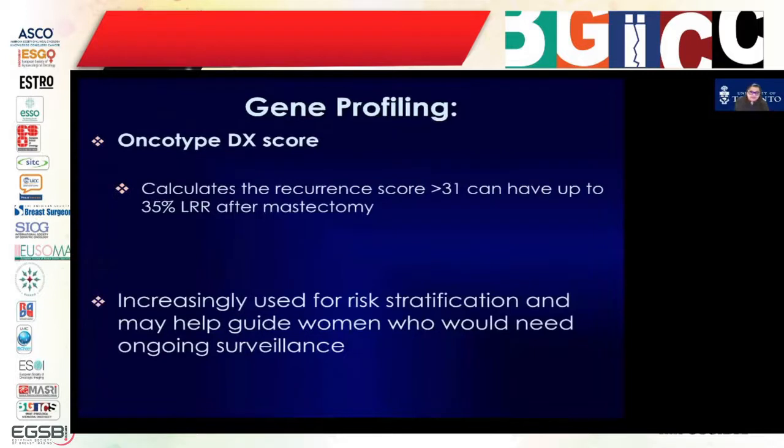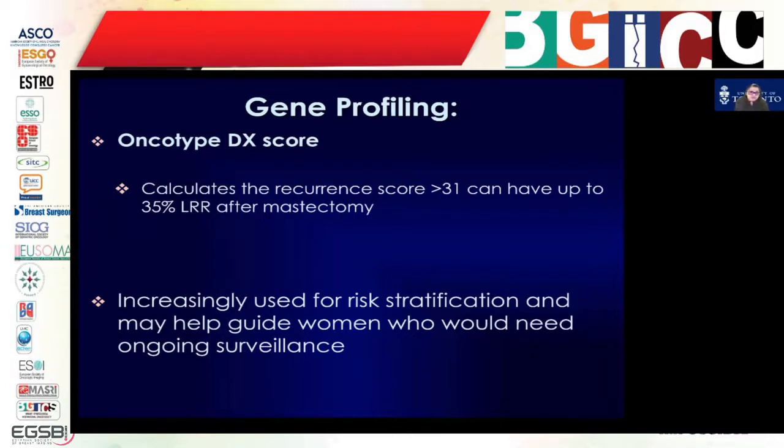Gene profiling is important. Oncotype DX will help us to know what would be the recurrence risk locally after mastectomy. So if you get a high score, high recurrence score, then there can be a high likelihood of local recurrence. So again, this will help us to kind of triage which patients are high risk and allows us to stratify which patients should be guided to get ongoing surveillance.